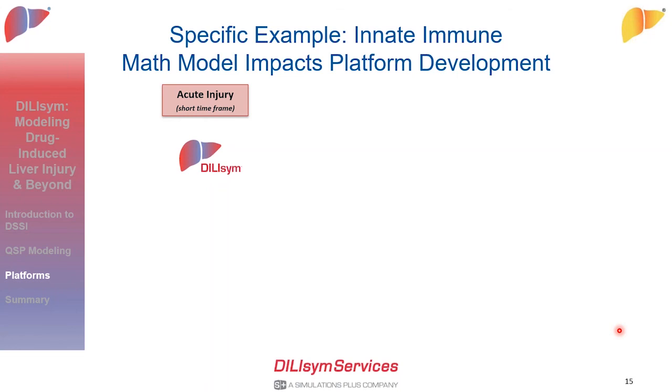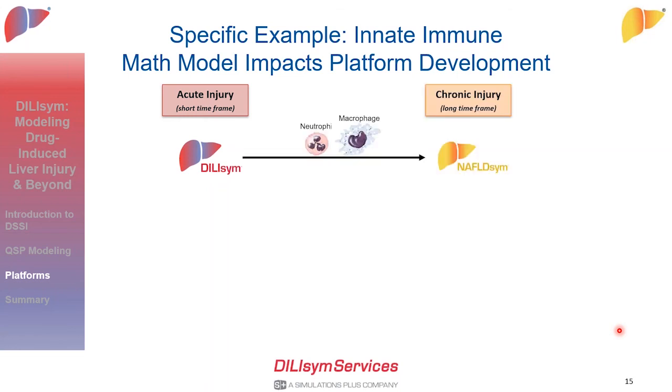And within the innate immune system, there are macrophages and neutrophils that participate in the immune response. So there's initial injury, and then there's an innate immune response as well to some of the damage. So that sort of model was changed, certainly, to reflect the fact that in DILIsym, that's a chronic injury platform. So it's a longer time frame. The injury signals are different.